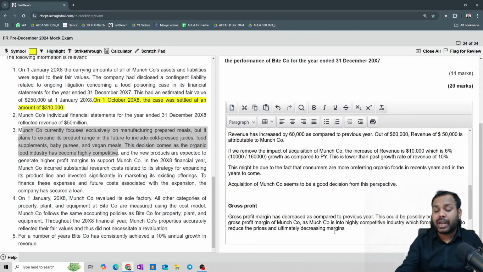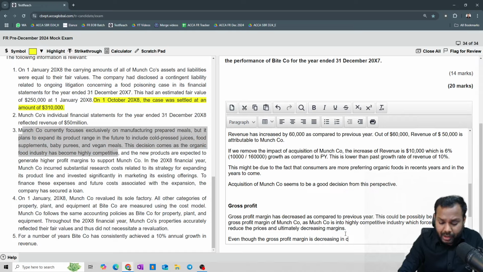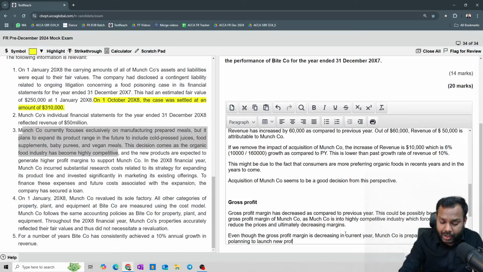Okay. Now, understand, the gross profit might be decreasing in the current year. But the best part is Munch company is prepared for it. So I'll write here: even though the gross profit margin is decreasing in current year, Munch company is prepared for it, by planning to launch new products which will have high margins. See from where I got this here.